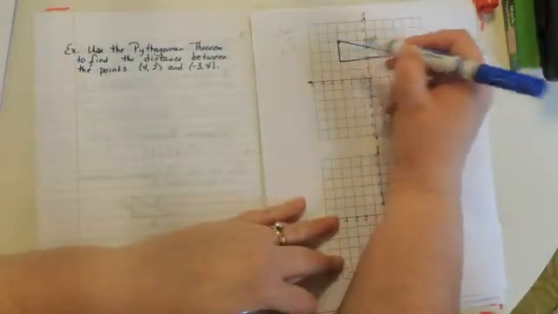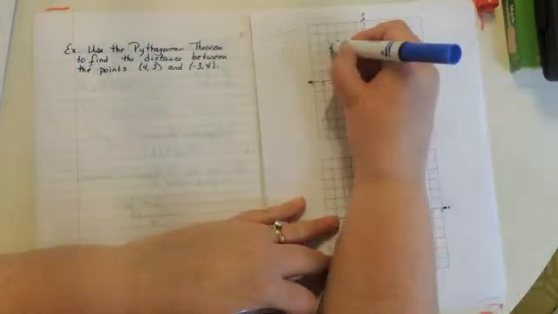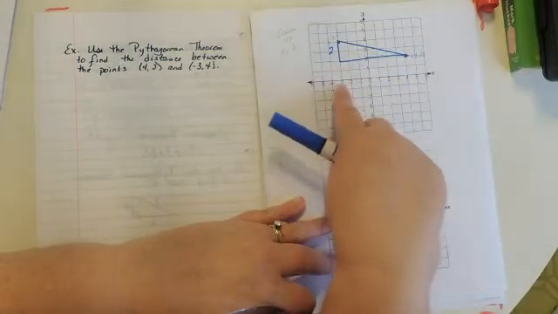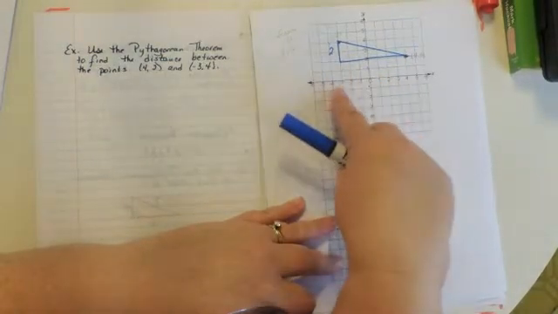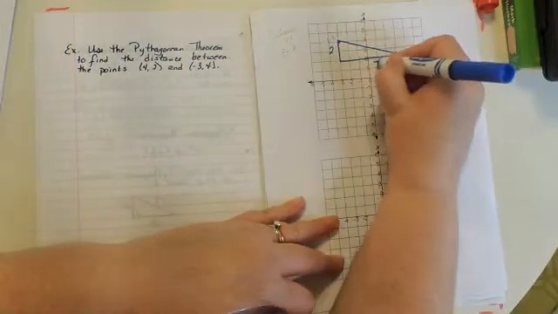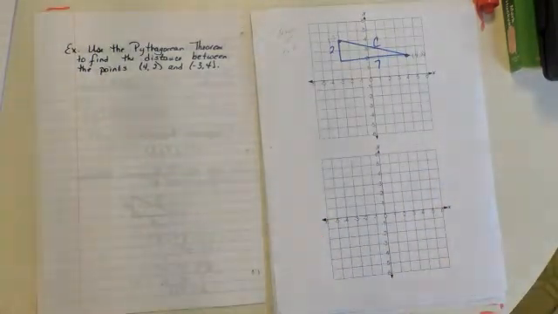This distance is the distance between 2 and 4. So this is just 2. This distance is the distance between -3 and 4. So 4 minus -3 is 7. Okay? And this is the distance we want to find. We're going to call it C. We could call it H for hypotenuse. When we're doing distance formulas, we usually call it D.